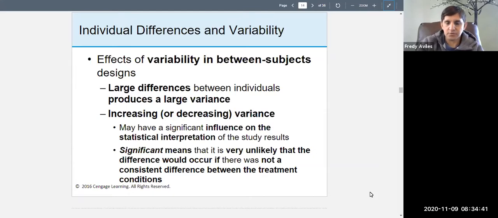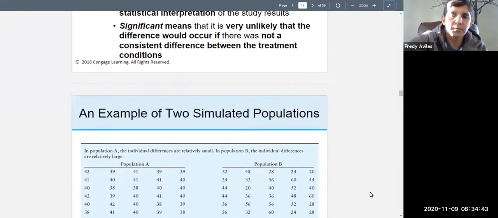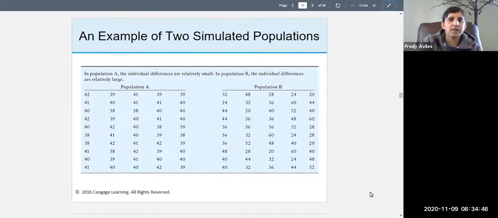That's what significant means. There's a real difference. Let's keep going. Let's talk about this variation. Here we have two simulated populations. So we have two groups here, or two populations. You have population A and population B.